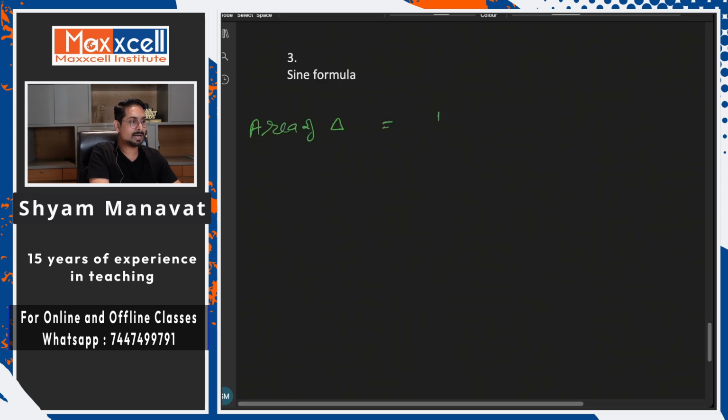The area of the triangle is half ab sin C. It is simple to remember, right? ab sin C means, let me show you in the diagram.